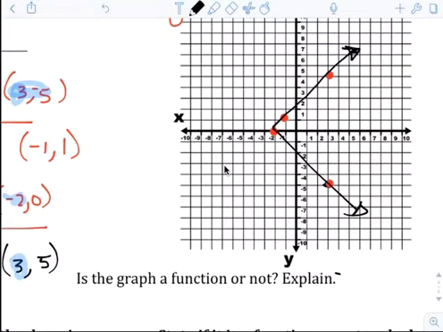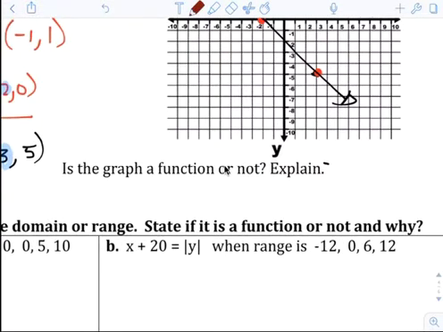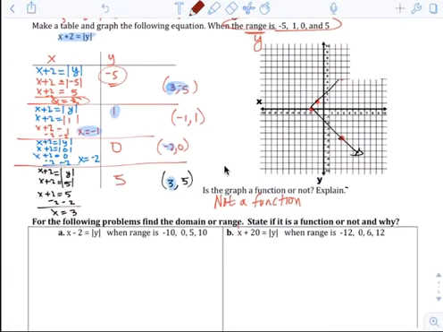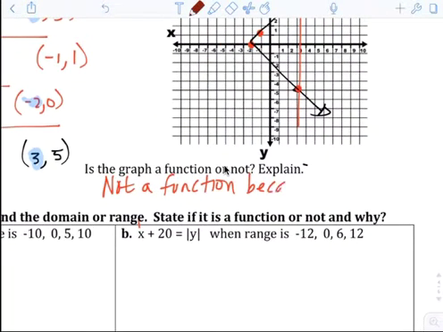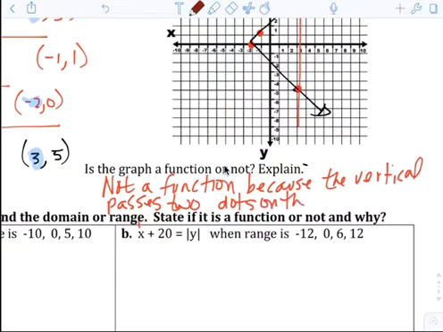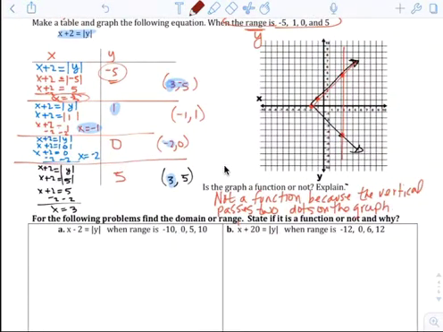Not a function because if you do a vertical line test, it passes through 2 points. It's not a function. Is the graph a function or not? Not a function. Show a vertical line in there, please, on your test tomorrow, because the vertical line passes 2 dots on the graph. The graph is this V shape right here. That's the graph, okay?